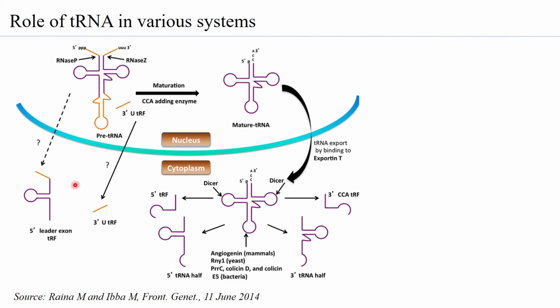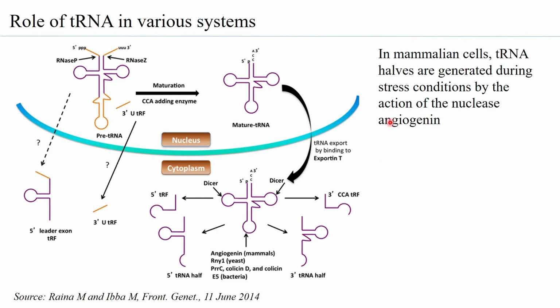So let us consider that you can have several different types of fragments being formed from this tRNA. Let's say, for example, take over here. If a Dicer cuts at this point, you will have only this part being released, which is a 3' CCA tRF. If the Dicer cuts over here, you will have this part being released, which is the 5' tRF. If you have an angiogenin cutting at this point, you have got half tRNA being formed. So in mammalian cells, tRNA halves are generated during stress conditions by the action of the nuclease angiogenin.